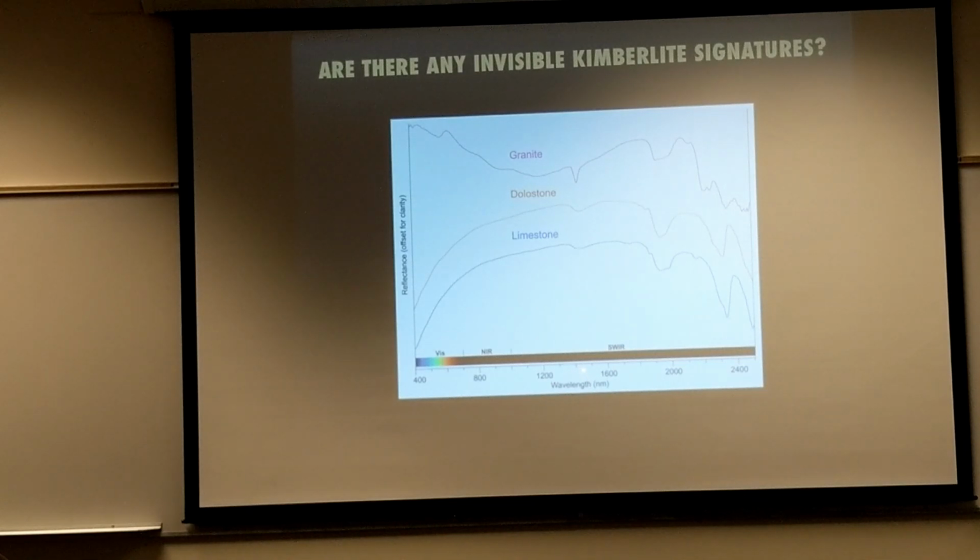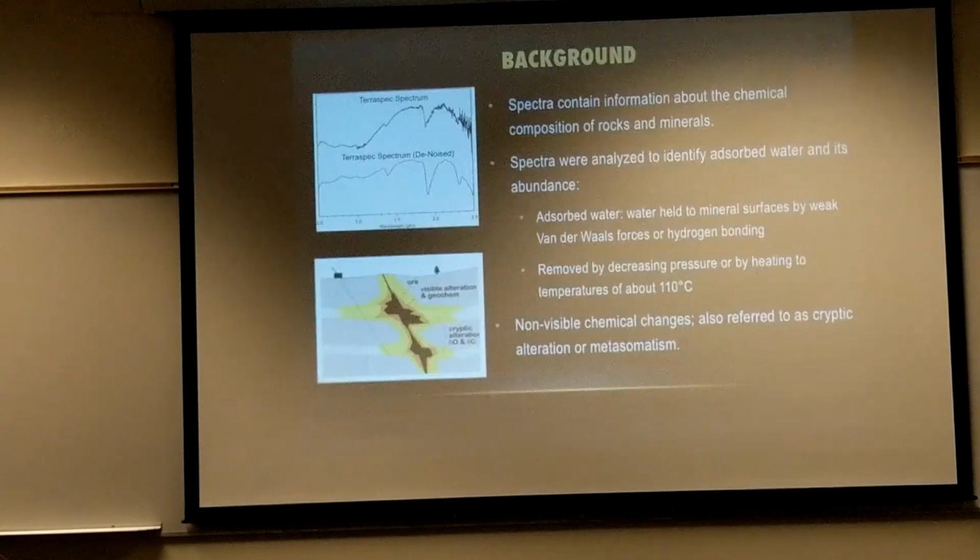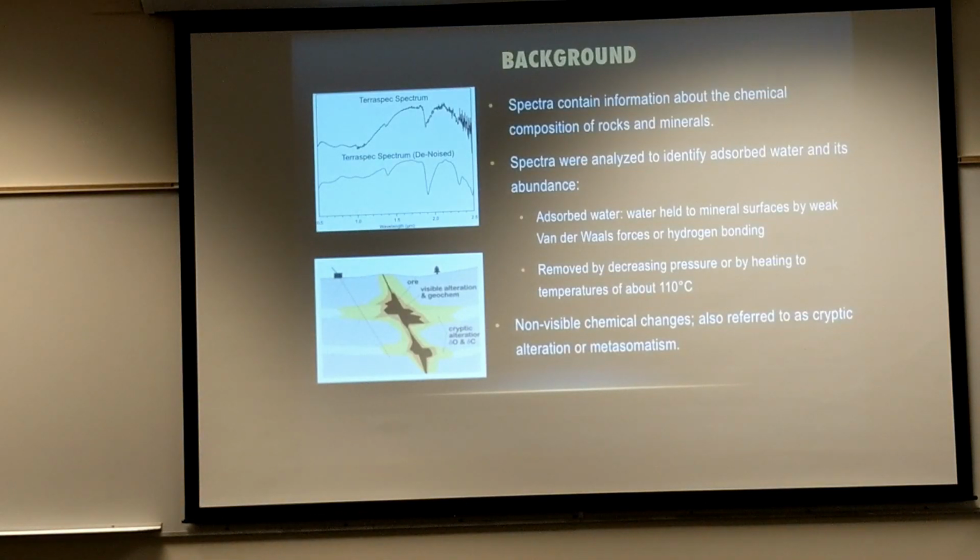We're working more with the spectral features at 1400, these ones here, and these ones here. And by looking at the shape, the position, the intensity of those spectral features, we can make an assessment about the degree of hydration of a rock. So if that rock is dehydrated or if it has lots of water in it.